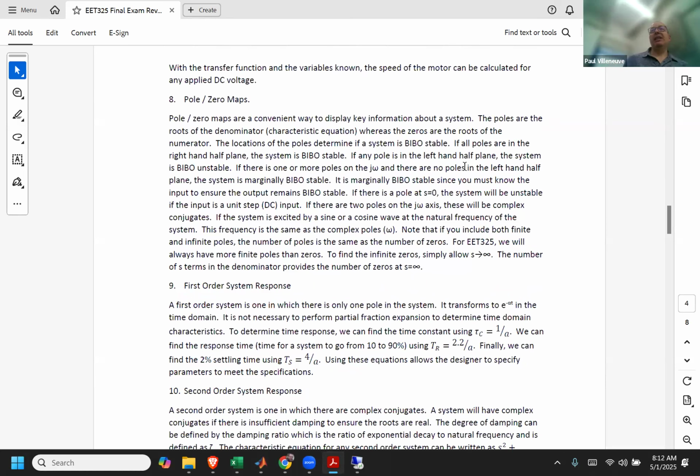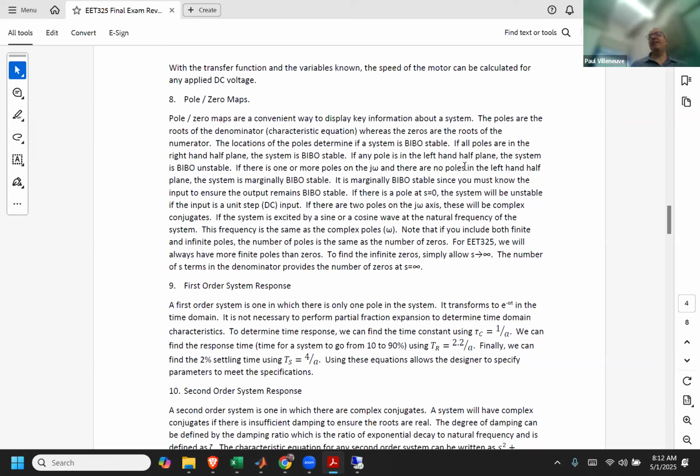Pole zero maps, we kept looking back at that, and I don't know if you figured out why, but when we looked at root locus in particular, it was really useful to figure out what our pole zero maps were telling us. So we kept going back to pole zero maps. We did it multiple times in the semester and even a little bit last semester, because it really does tell you a lot of information about the operation of a system.